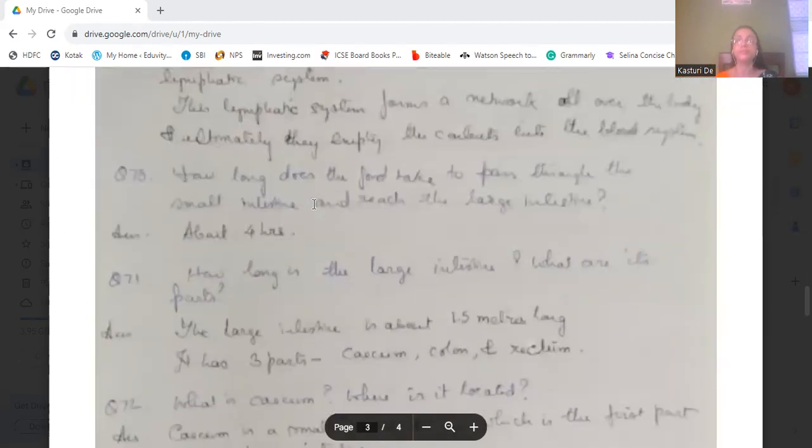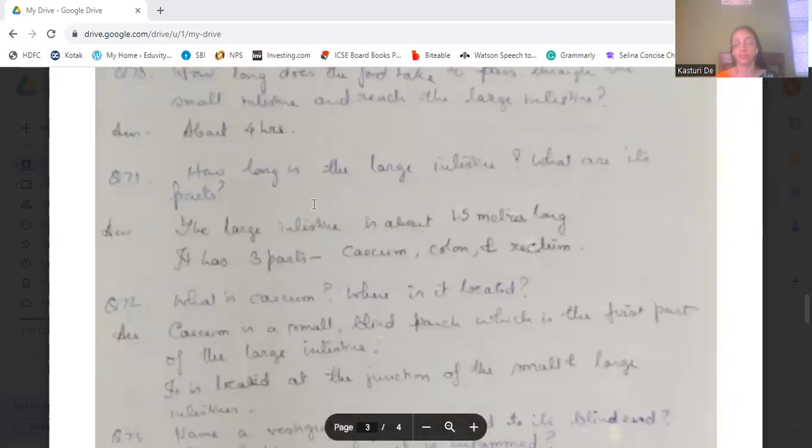Okay. How long does the food take to pass the small intestine and reach the large intestine? About 4 hours. How long is the large intestine? That is, what is the length of the large intestine? It is about 1.5 meters long. What are its parts? Its parts are cecum, colon, and rectum.